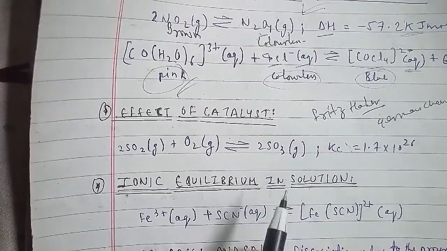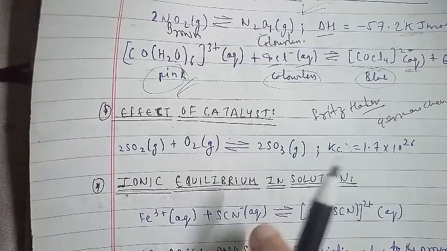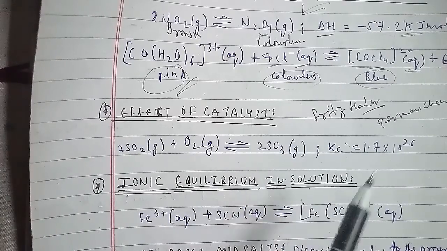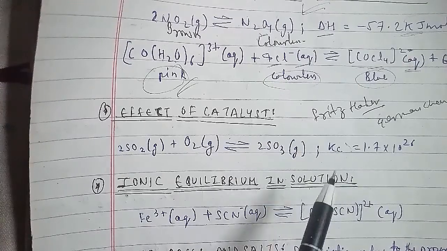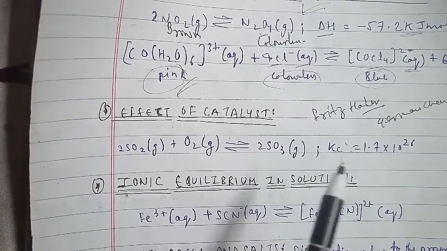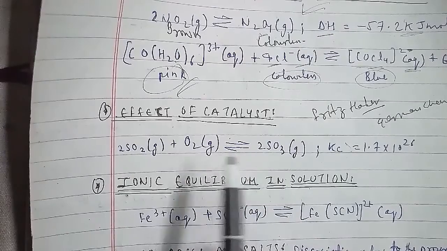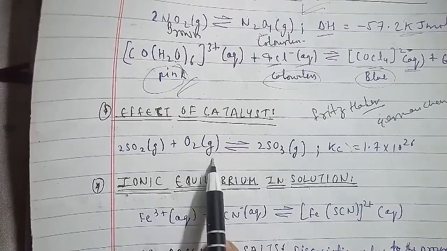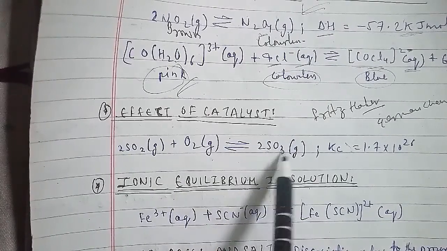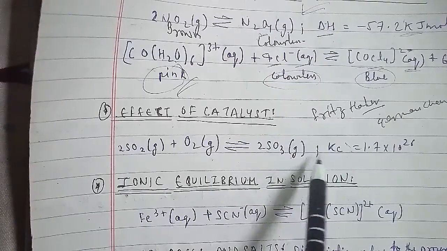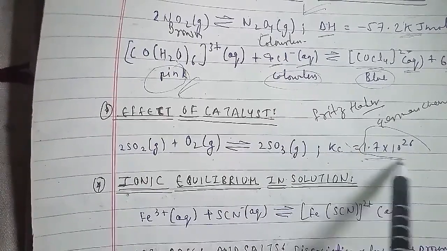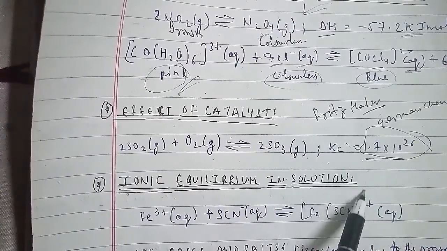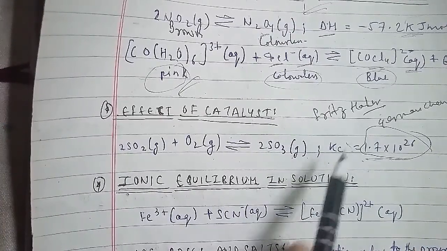Now we'll discuss something related to ionic equilibrium in solution. In ionic equilibrium, what we have to discuss is the effect of change of concentration on the direction of equilibrium. You will incidentally come across the following equilibrium, which involves ions like Fe3+ aqueous plus SCN- aqueous, that gives FeSCN2+ aqueous, and with a reverse to it, FeSCN2+ gives Fe3+ and SCN-.